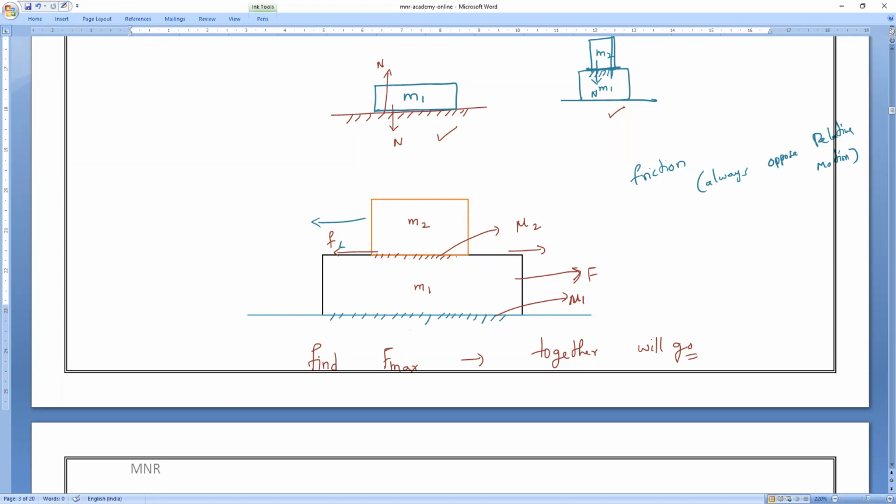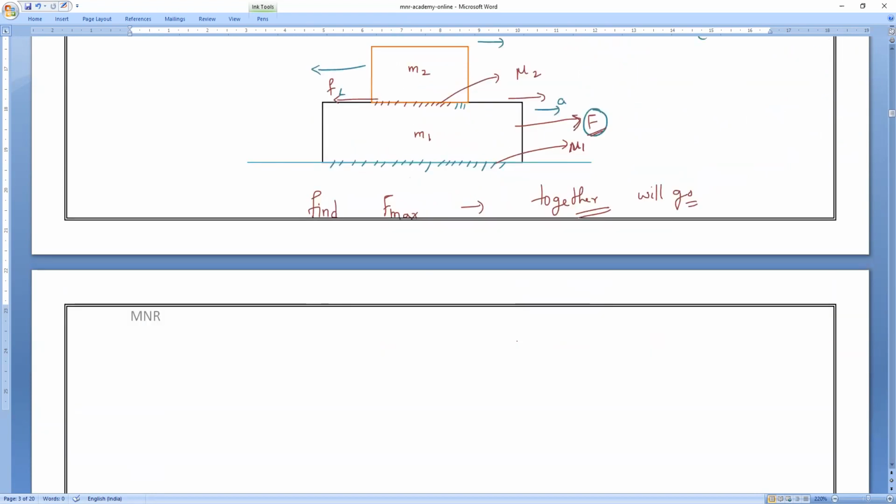Yes, sir. Or else, if I apply a certain amount of force, suppose I ask some other boy, apply the force in such a way that both the blocks should move together. Means the acceleration of the first block is a, then the acceleration of the second block is also how much? A. So we have to find the maximum force I can apply so that both the blocks will go together. Same. So that is our target.